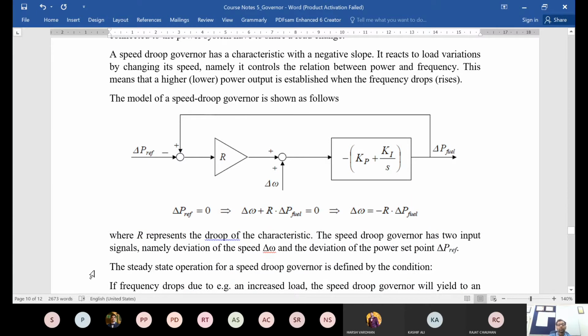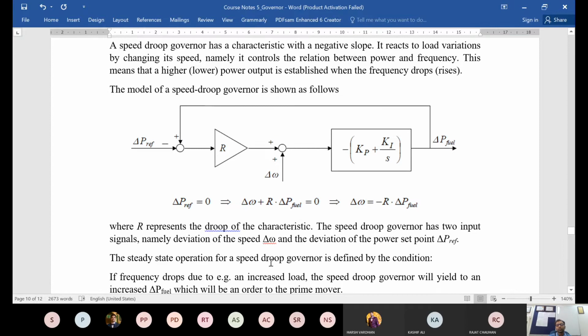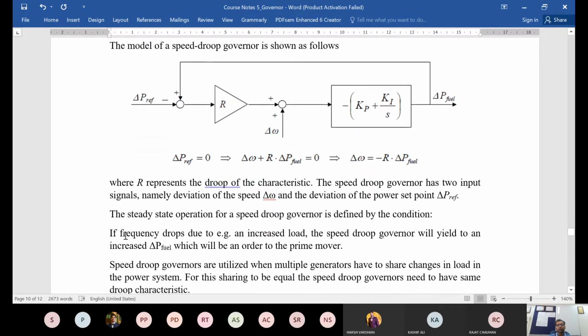The speed droop governor has two input signals, namely the deviation of the speed, delta omega, and the deviation of the power set point, delta P ref. So this is a practical consideration, and all practical governors will have this. Two settings: one is the omega ref, which will result in delta omega, and one setting for the reference power, which will give you the delta P ref. So the steady state operation for a speed droop governor is defined by this condition. If frequency drops due to, for example, an increased load, the speed droop governor will yield an increased delta P fuel, which will order the prime mover to increase the power output, and vice versa.